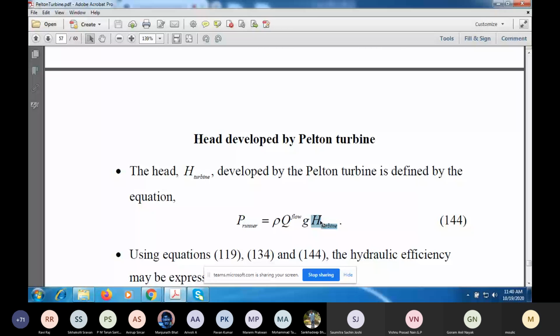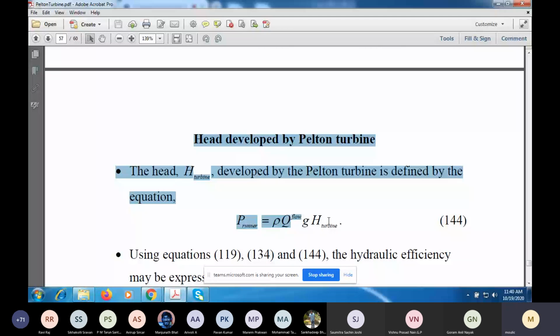Okay. So if you have the head developed by the turbine, you want to find the power developed by the runner, simply multiply by rho Q G. Okay. So this is a very simple expression that we may be using again and again in solving problems for this course. Okay.